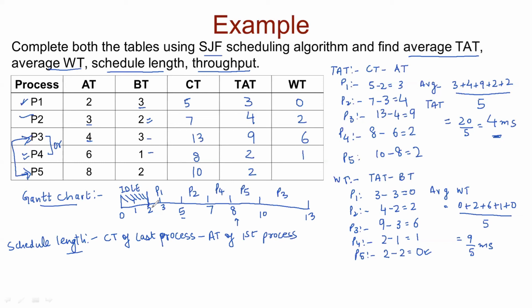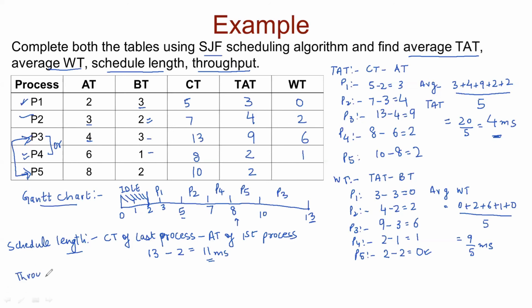First process arrives at 2. And scheduling stops when the last process in the system completes. The last process in this case that completed was P3, and P3 completed at 13. So we will subtract the completion time of last process and the arrival time of the first process. 13 minus 2, that gave me 11. So the schedule length is 11 milliseconds.